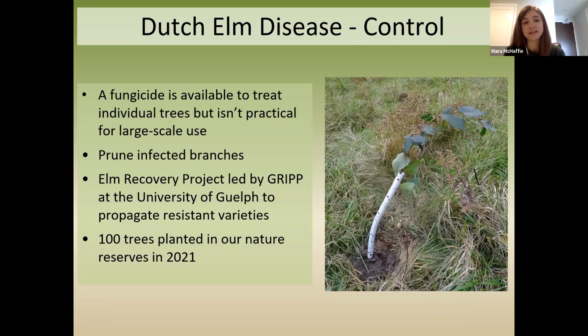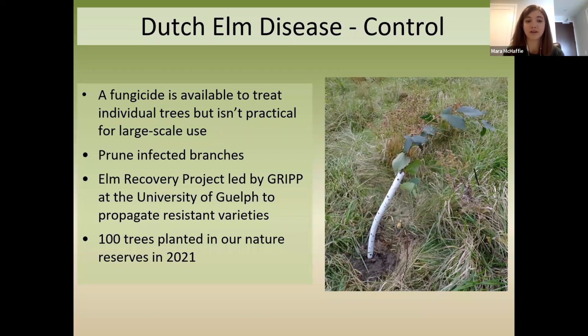So there is a fungicide that's available to treat Dutch elm disease, but similar to treatment for, say, the emerald ash borer, it's not really practical for large-scale use because it's very expensive and each individual tree would have to be treated repeatedly in order to protect it. So it's just really not practical for use in forests. Another thing that can be done to control the disease is, if it's detected early, infected branches can be pruned off to prevent spread. But similar to the butternut canker, our best bet is finding and screening resistant trees.